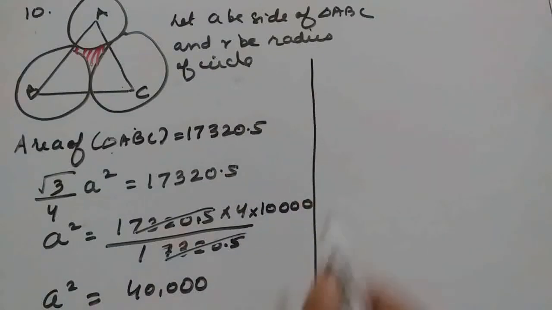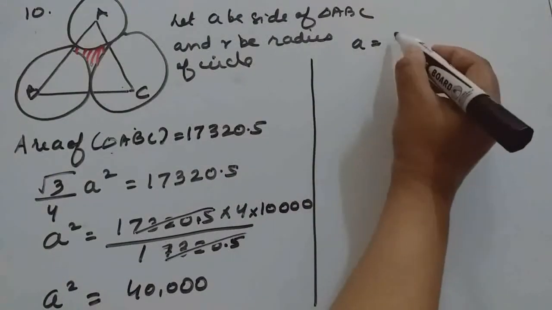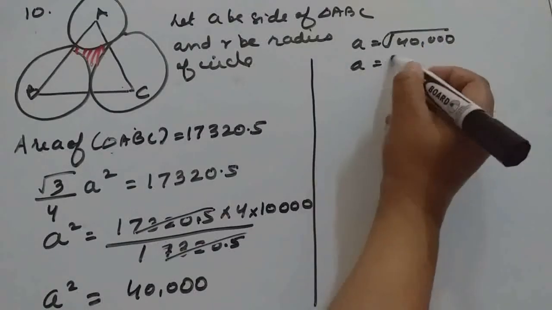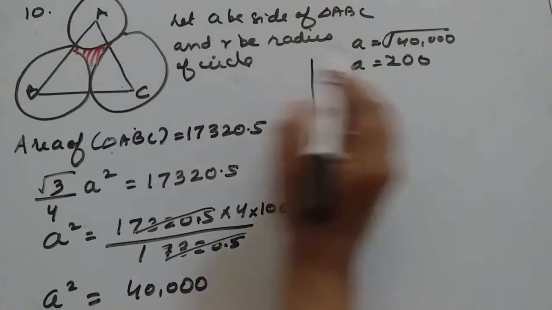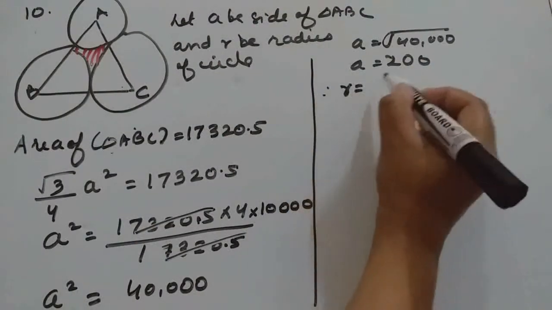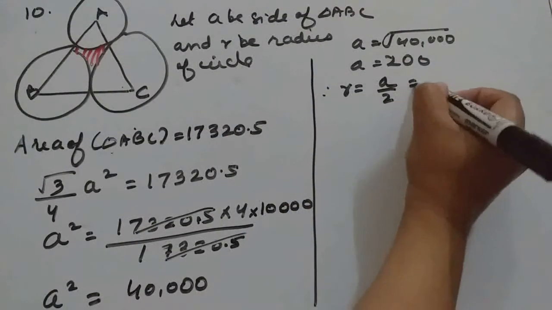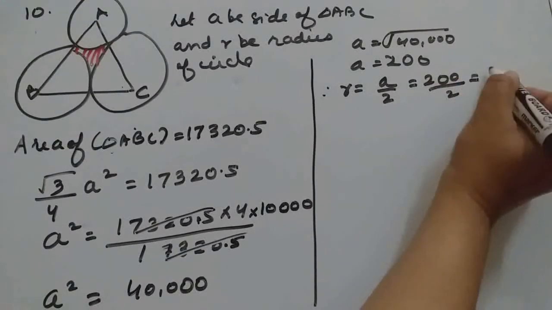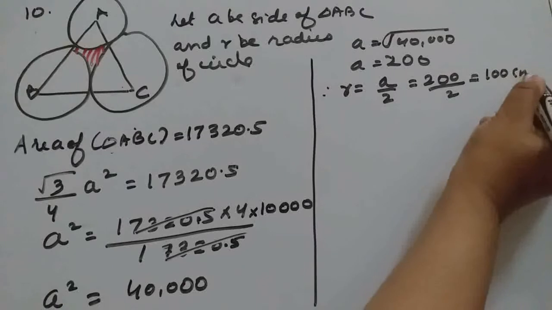So what will A be then? 200, isn't it? So we got A as 200. So what will R be? R is A by 2, it is given, half of the side. So 200 by 2 means 100 centimeter.